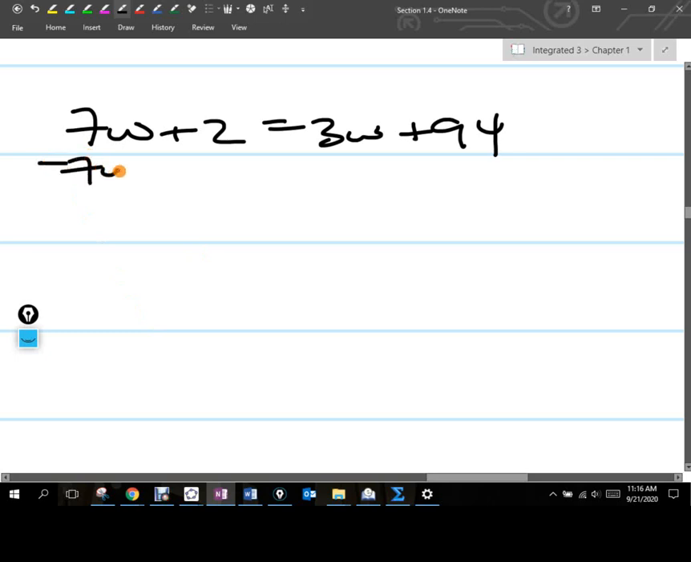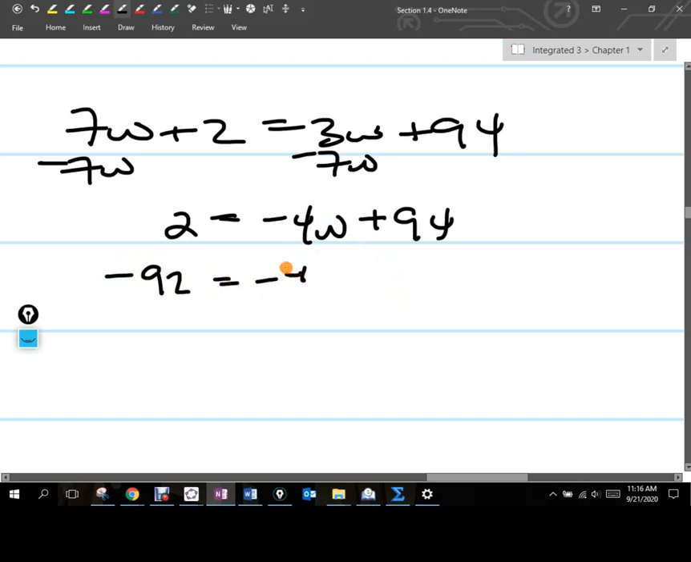If I would have gone this way, subtract 7W, as long as I do it to both sides, I'm okay, right? And now at this situation, I could do whatever I want. If I wanted to add 6 to both sides, I could. I don't know if that makes sense, but we could do it. But at this juncture, you're probably going to want to subtract 94 from both sides, right? So we get negative 92 equals negative 4W. Now you would divide by negative 4, right? Does that still give you 23 equals W?